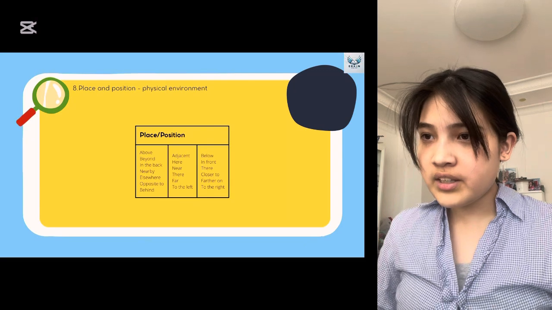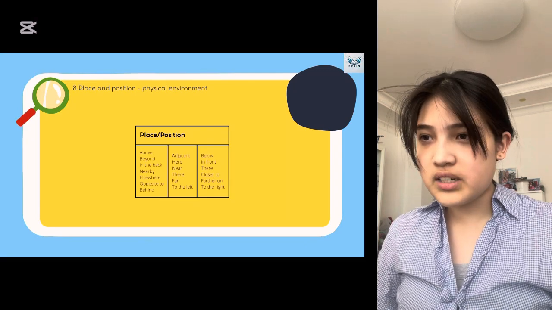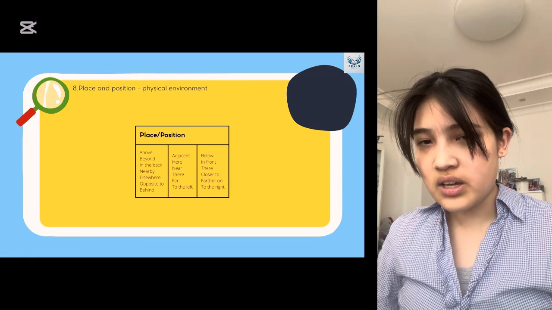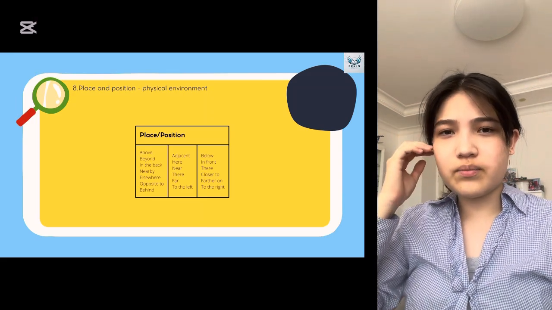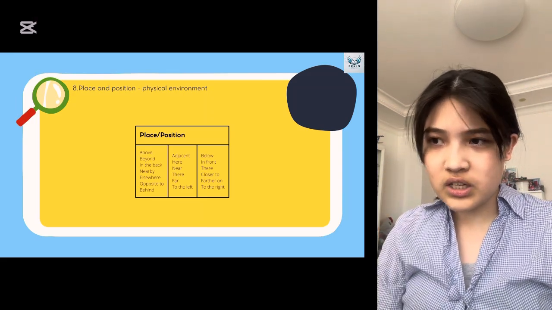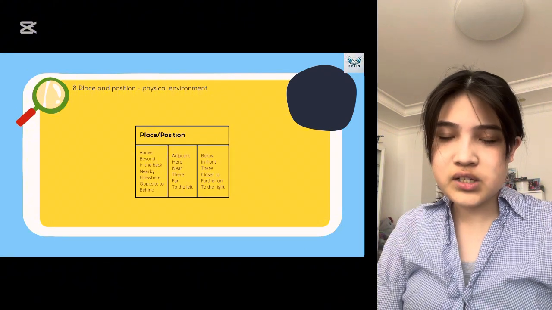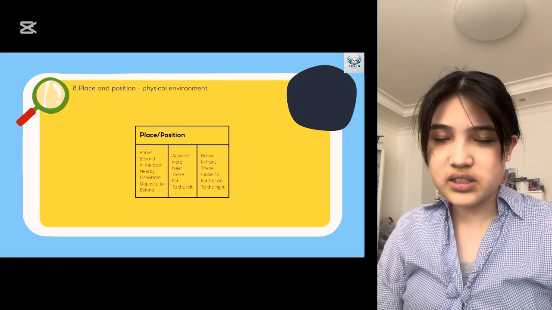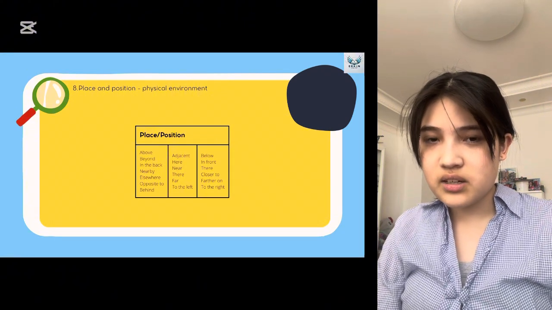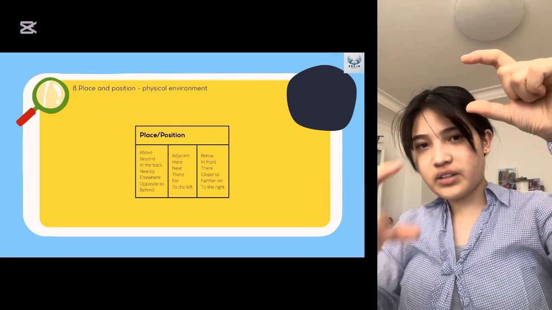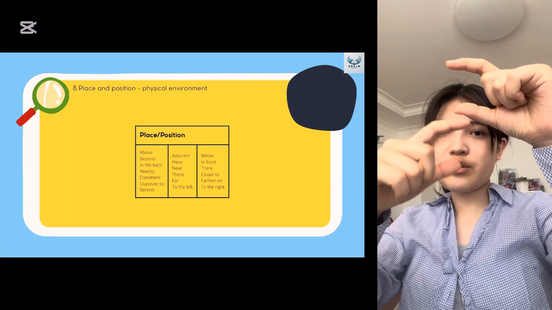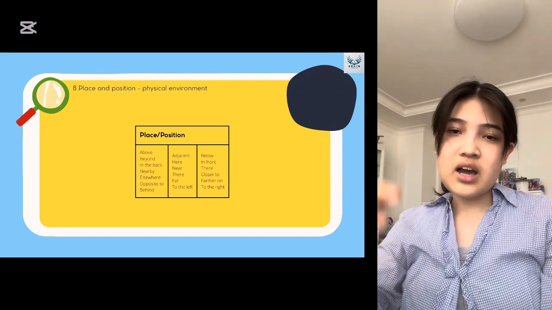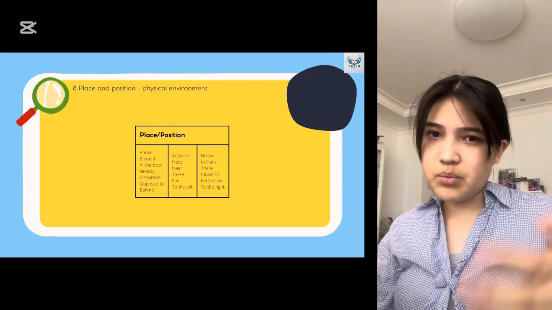Then our very last type of cohesive device is place and position, which just shows the physical environment of the object or whatever you're talking about. So which just shows the physical state of your text. For example, here you have a paragraph, and then here you have your second paragraph. And when you're referring to the first paragraph, you can say above something, something, something.